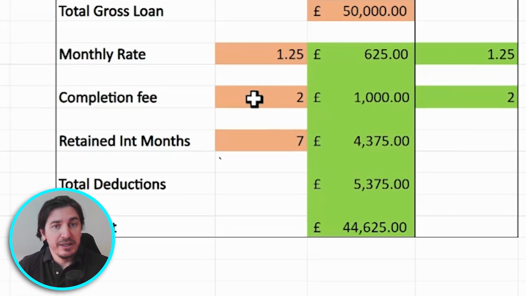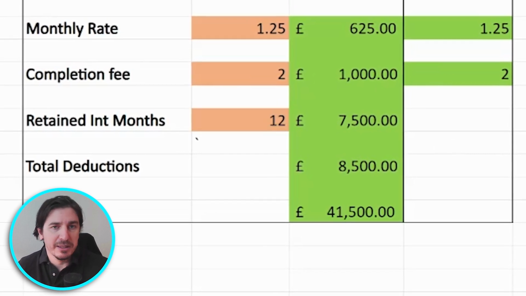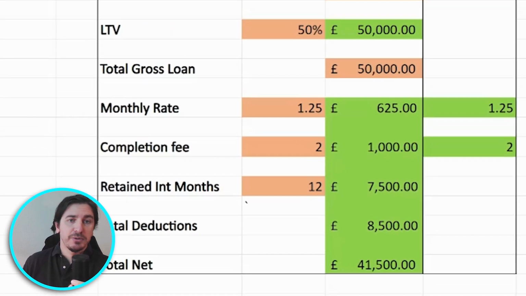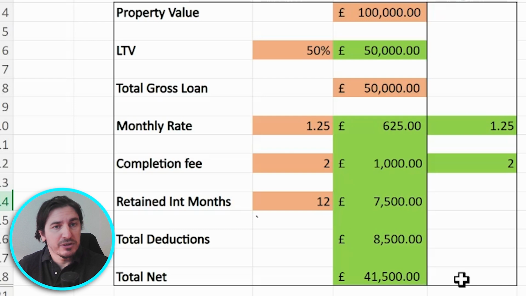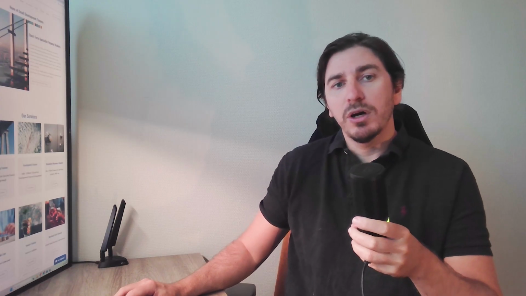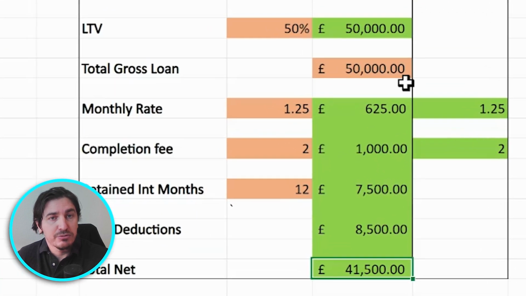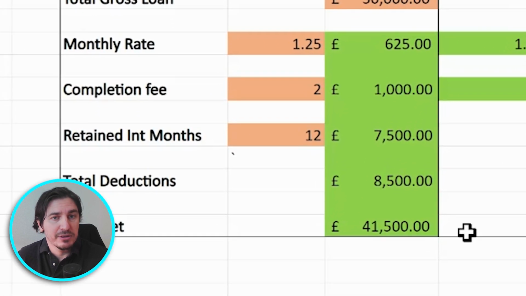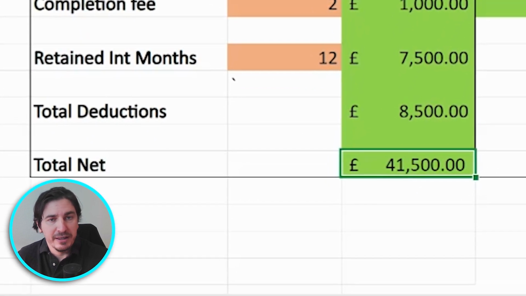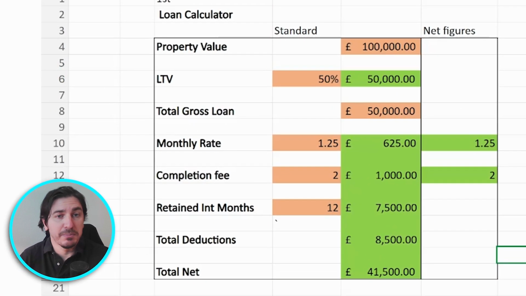A completion fee of 2%, and let's call this 12 months because that's typically the time that you're going to be having a development loan out. Then that means that you have a total net loan of 41,500. So we'll go through how you get to this figure, and this is the retained example. So what this means is that the interest is retained from this 50,000 to get you this net figure. So I'll show you how that's very quickly calculated, because it's a very simple sum.